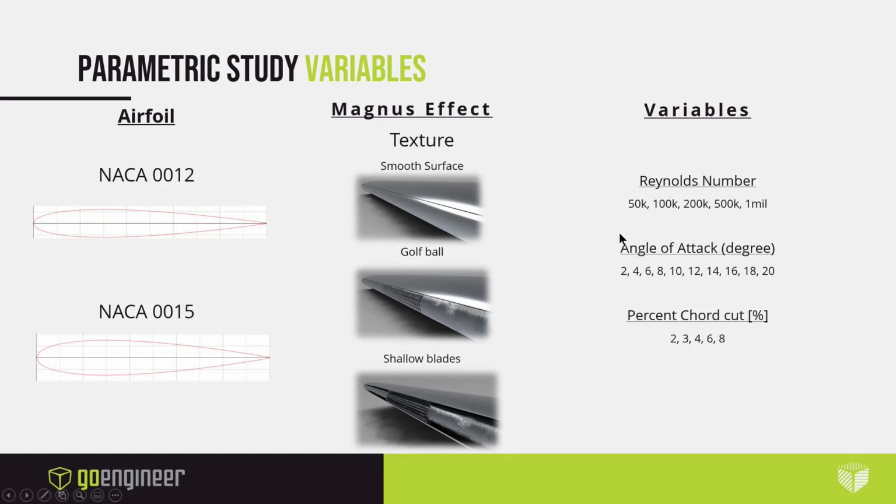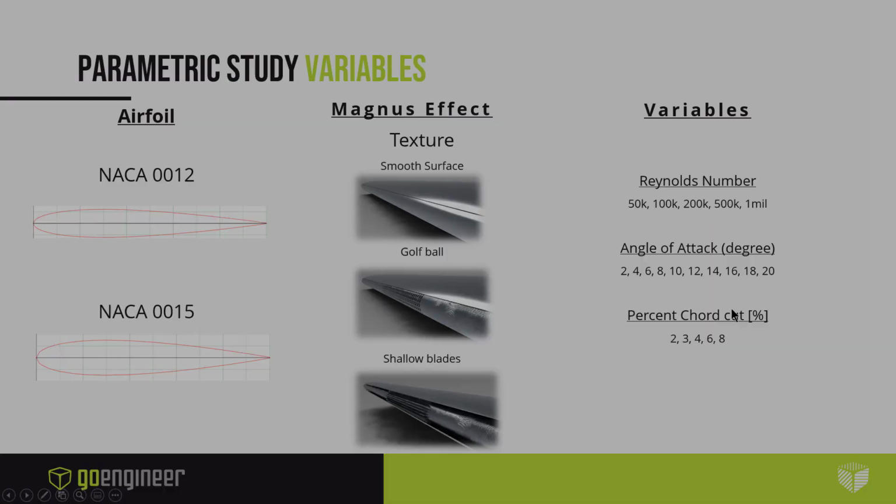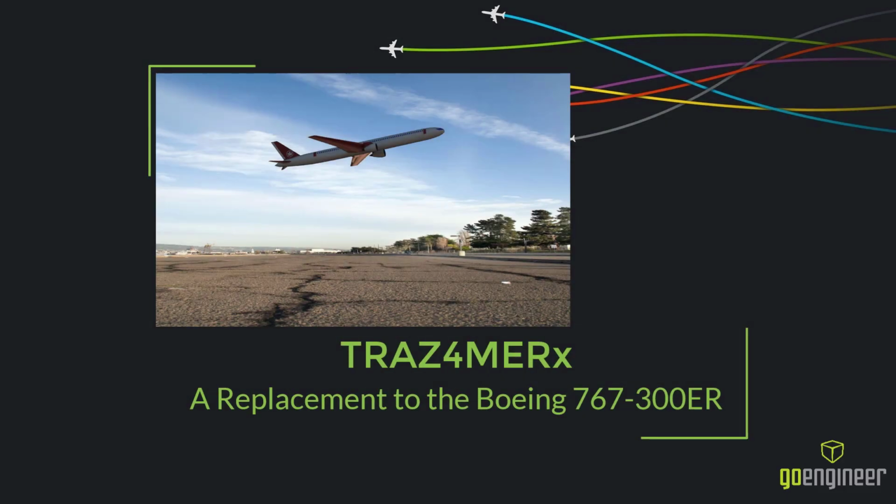And I'll explain why I came up with these different Reynolds numbers to first test, the angles of attack, and then the percent chord cut. I'll explain what that is as well. So just a quick background, this is my senior design project. It was a replacement of the Boeing 767-300ER.